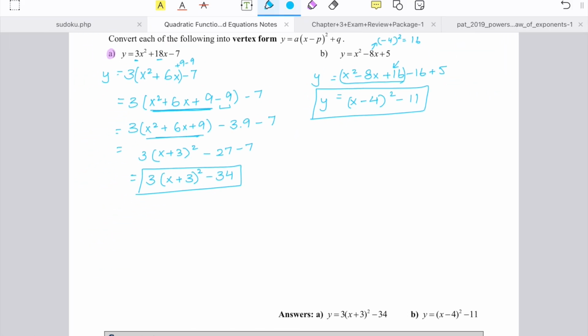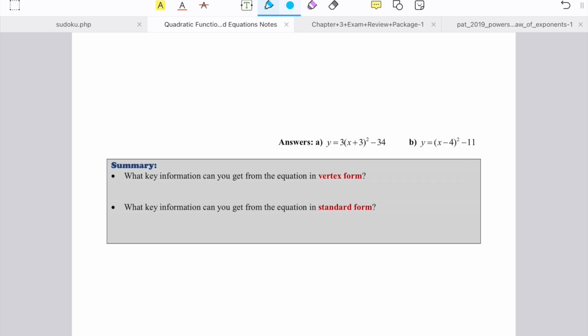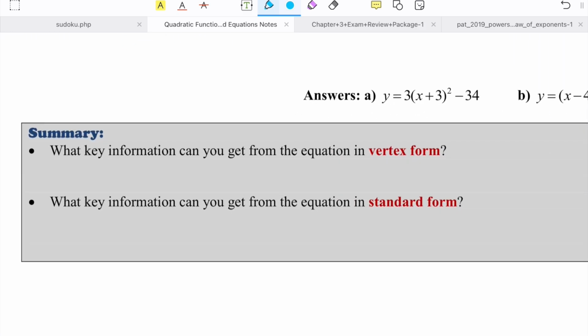So just remember, when you look at a vertex form, what key information do you get from there? The vertex, P comma Q. You also find the axis of symmetry, right? P is equal to the axis of symmetry. And then Q is either the max or min of y.